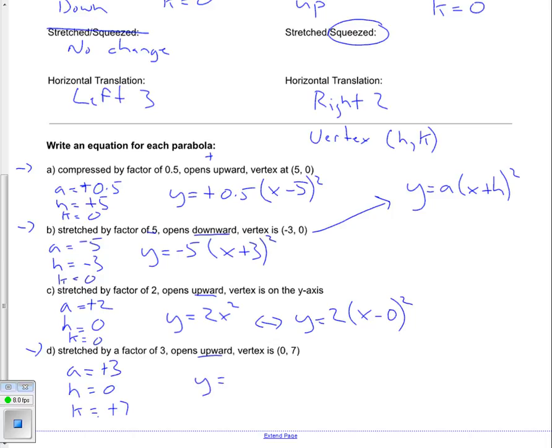So we can, again, substituting this into what we know of the equation, this is actually going to be y is equal to 3x squared plus 7. Okay? And we'll talk about how to get to those points, or that particular piece, in a little more detail in the next lesson.